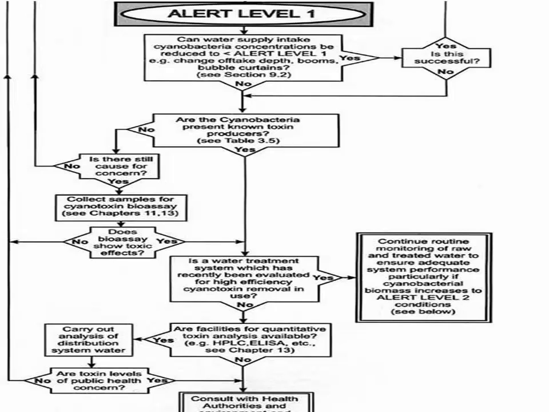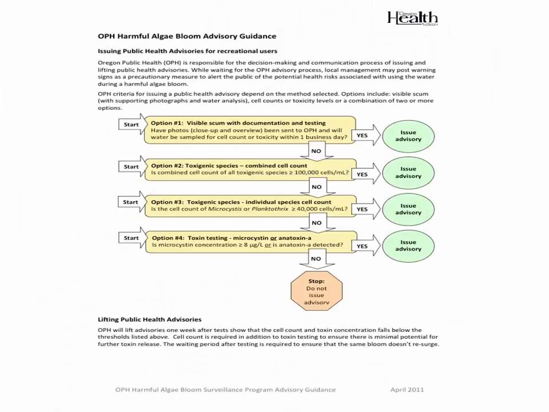So these are the kind of flow charts, this one, and most states have them. This is what Oregon put together out of their program, a more simplified version. Visible scums with documentation and testing, photos, issue advisory; if no, then option 2, toxigenic species combined with cell counts. Their cell counts were greater than or equal to 100,000 cells per mL. If that's exceeded, it goes to the advisory, keeping in mind that everything's advisory, there's no regulation in this.